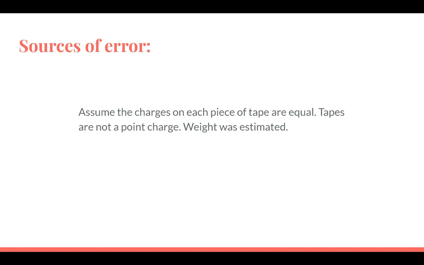So with both our first coding and our second coding, we do use Q as a point charge, right? We do break it up in our second coding, but we still do use our result from our first coding, which modeled our Q as a point charge. So also, the charges on both pieces of tape aren't necessarily equal, right? But we kind of assumed they are throughout the experiment. And then also the weight of the tape is estimated. I didn't use a scale, I just calculated it.